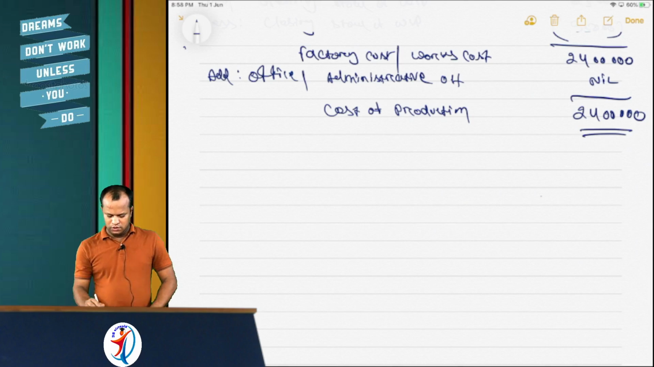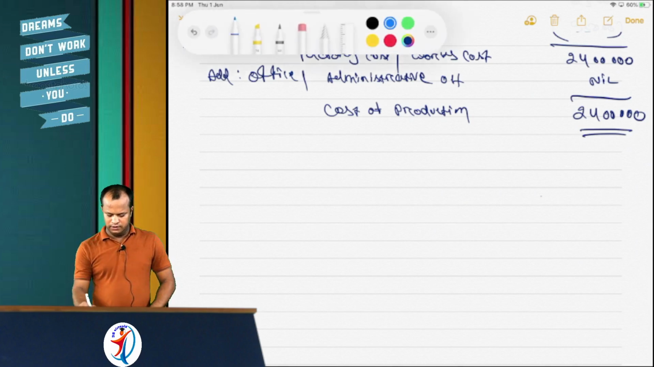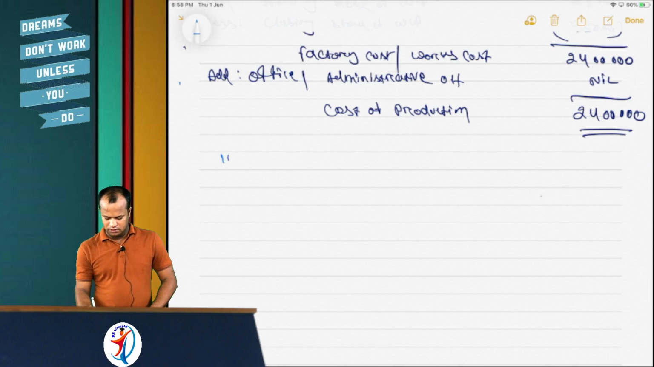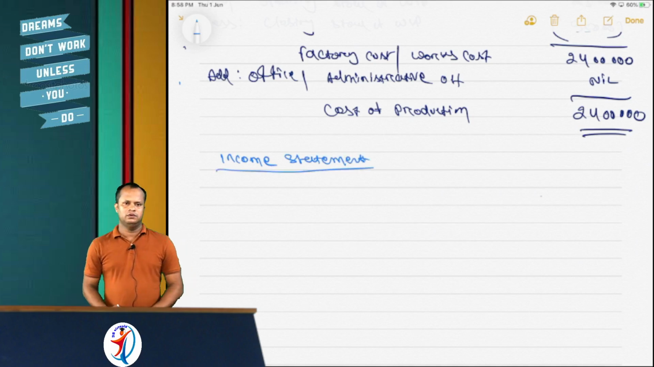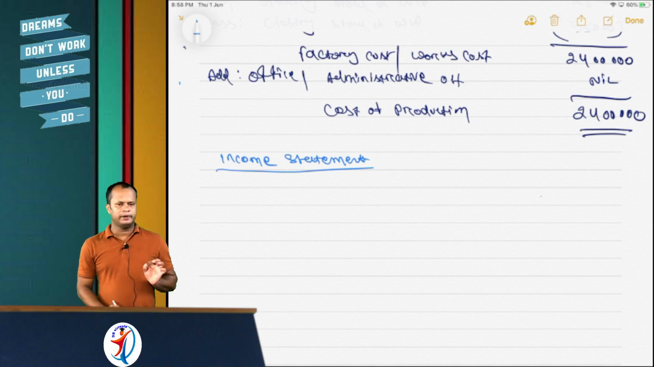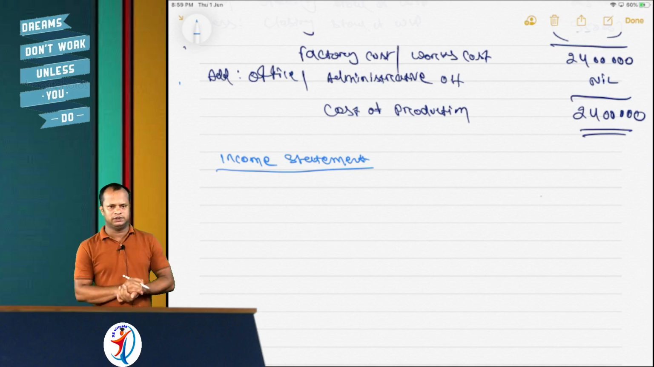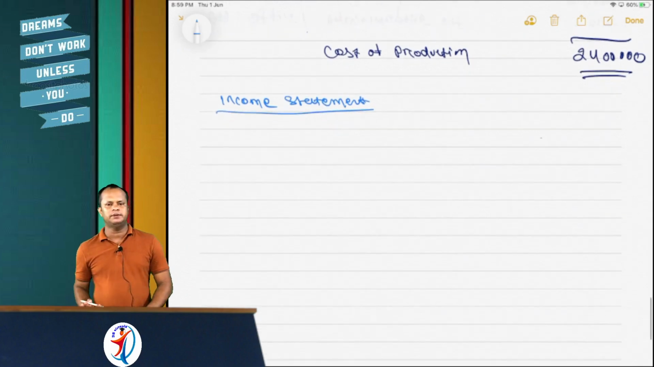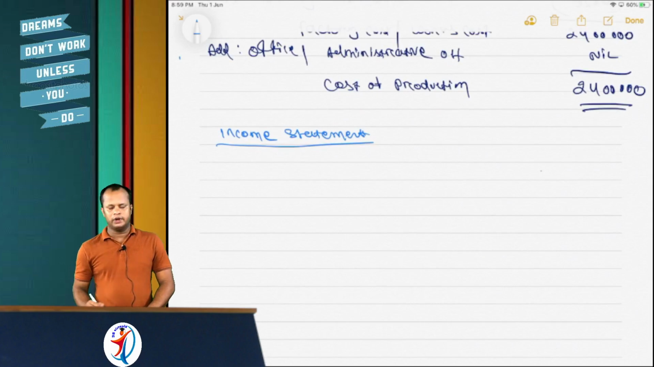So you can write with me. Income statement. So we will try to read the concept of income statement with the help of this question. So this is my concept as well as problem solution. So remember that income statement starts from sales. So sales 34 lakh.